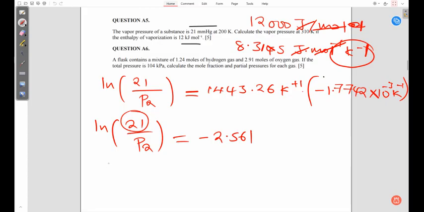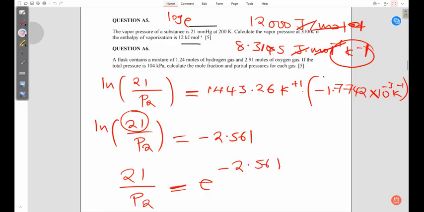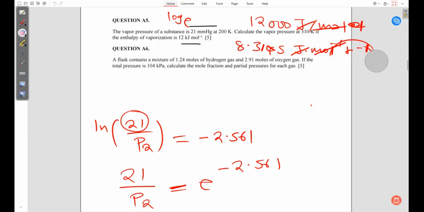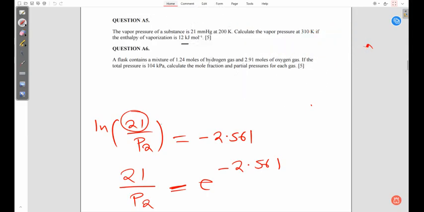So natural log is a log with a base e, right? Using the laws of logarithms, we can move the base to the other side, so that e to the negative 2.561 becomes the power on the right hand side. So we've applied exponentials to help us simplify this. And this is in millimeters of mercury. And so our pressure 2 is basically e raised to the power negative 2.561 divided by 21.